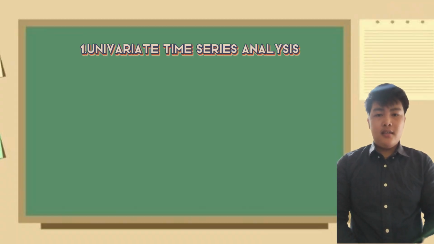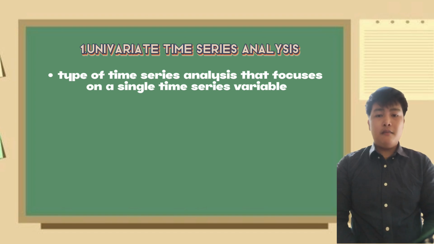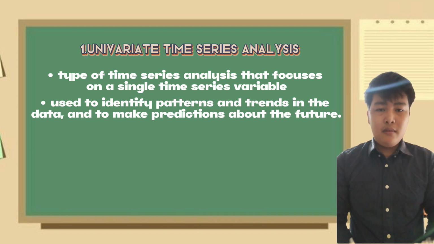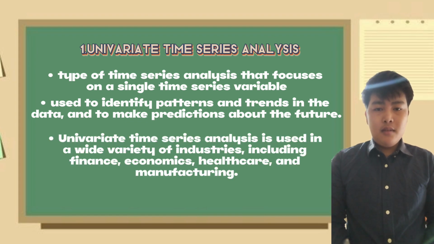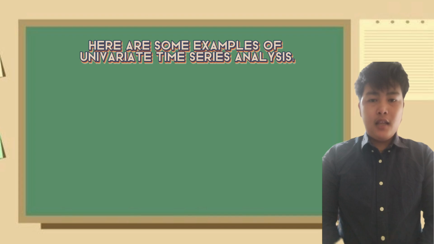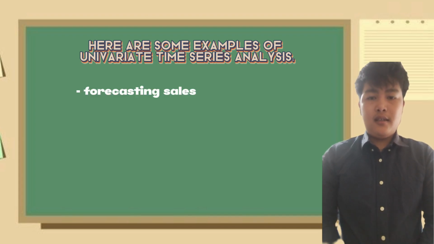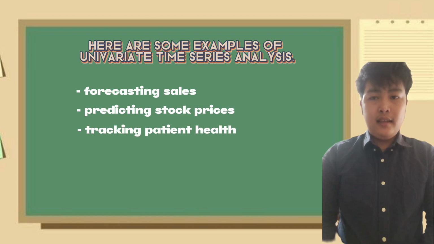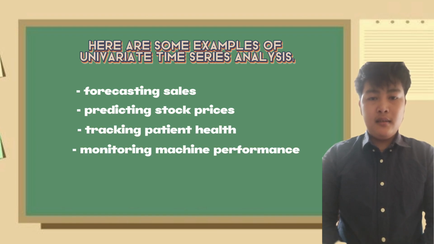Univariate time series analysis is a type of time series analysis that focuses on a single time series variable. It is used to identify patterns and trends in the data and to make predictions about the future. Univariate time series analysis is used in a wide variety of industries including finance, economics, healthcare, and manufacturing. Here are some examples of univariate time series analysis: forecasting sales, predicting stock prices, tracking patient health, and monitoring machine performance.